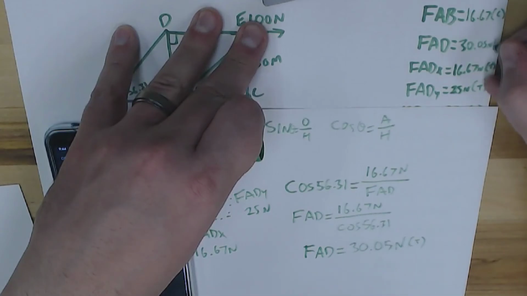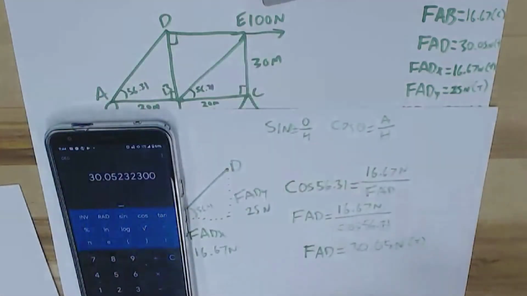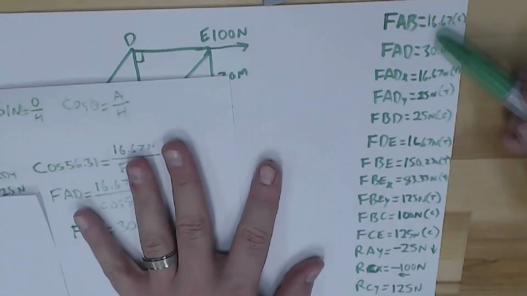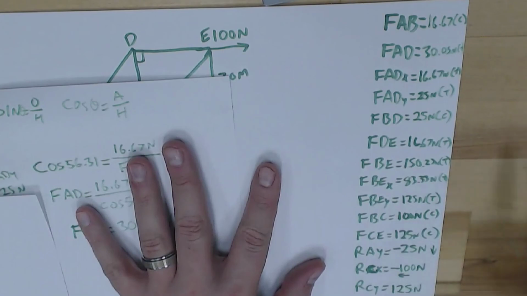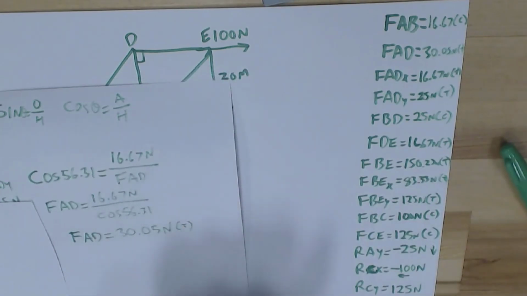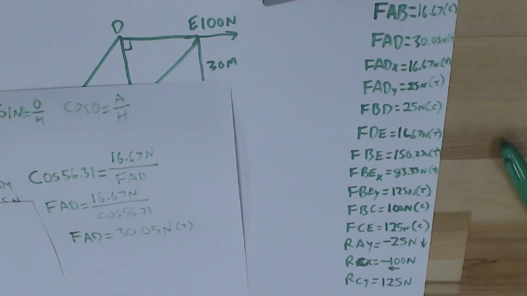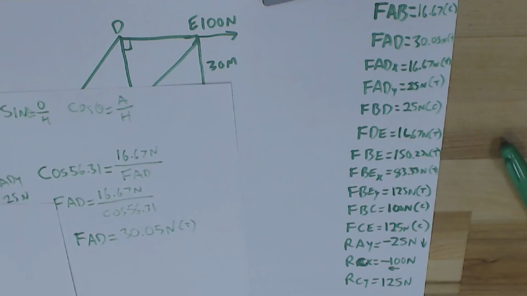30.05 newtons in tension. There is our entire scoreboard. It was a long journey, totally filled out, top to bottom. All the values are there. In the last and final video here, I'll go ahead and check this against the MD Solids that Adam did, and let's see if we were right.